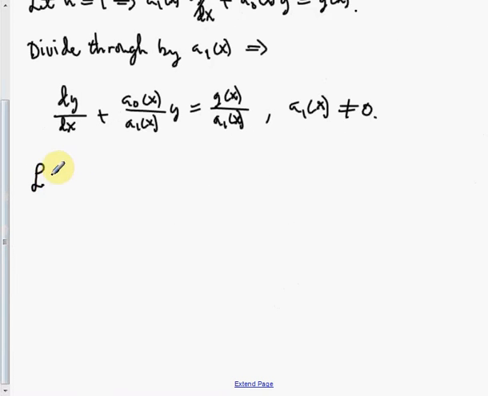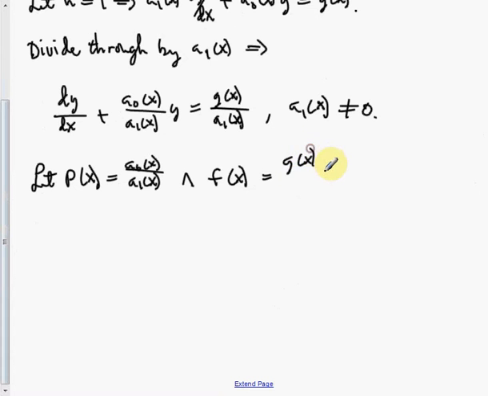So here we say let p of x equal this a sub naught of x over a sub 1 of x, and let f of x equal that g of x over a sub 1 of x.